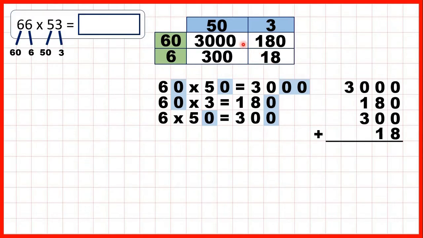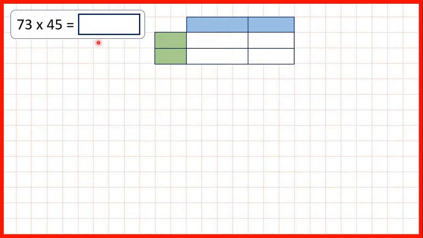So now we just need to add the numbers that we'd written in the boxes, and when we do that, we get our answer 3,498. So now let's try 73 times 45.